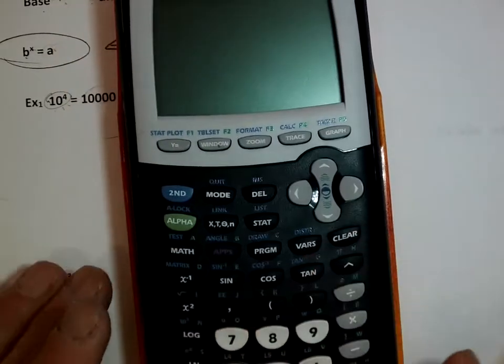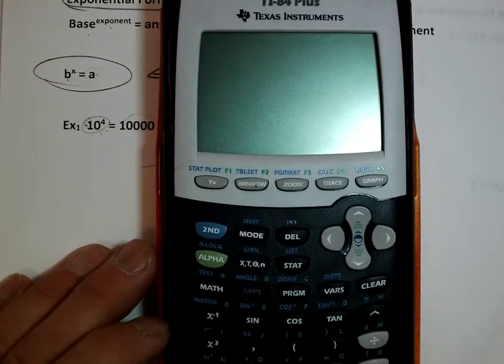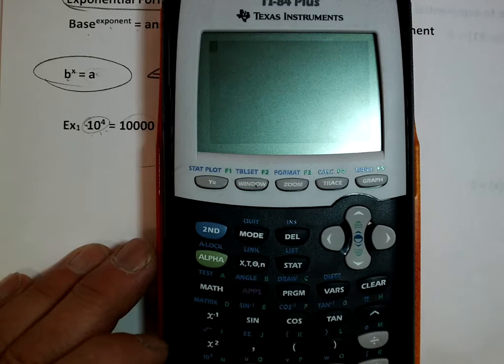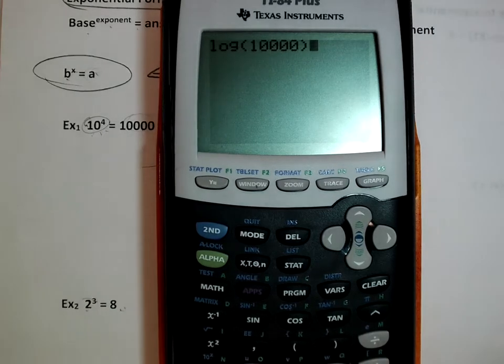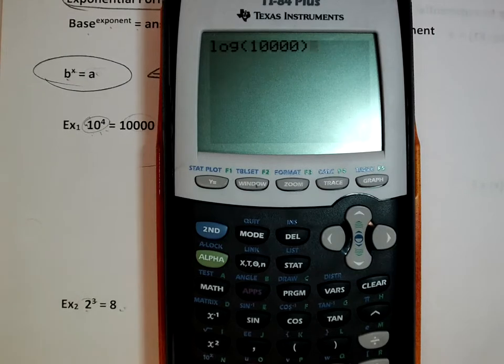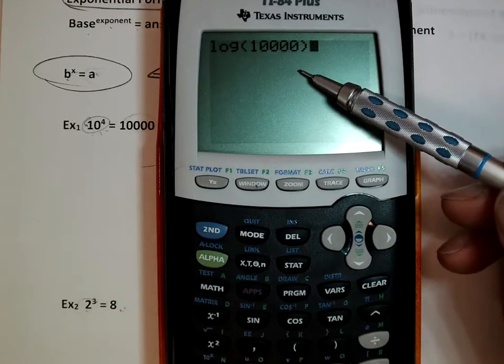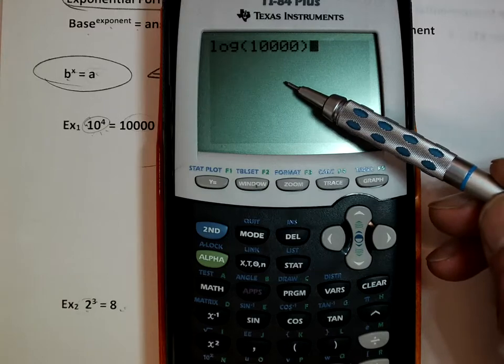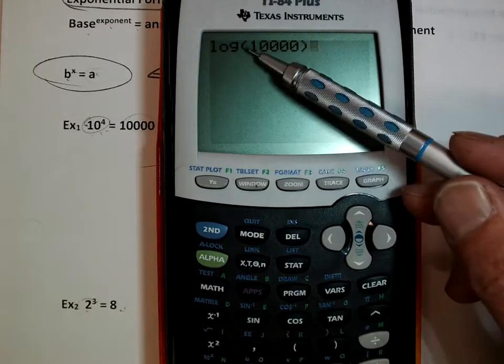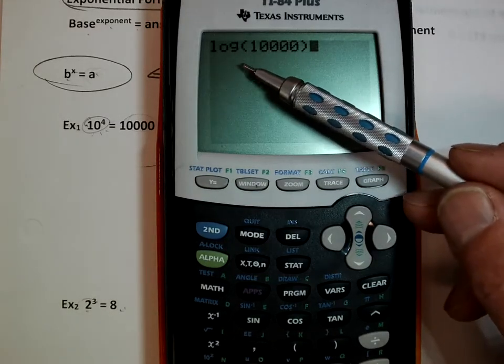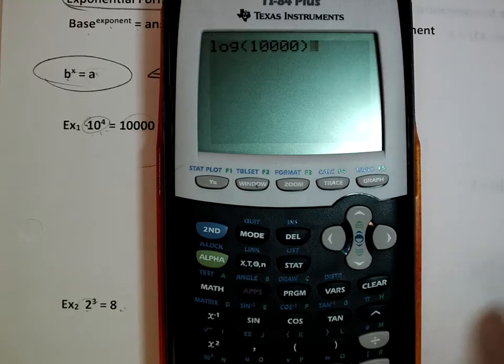So if I were to take log of 10,000, I already know the answer is 4 because it's asking 10 to what power equals 10,000. That's what it's doing. There's an invisible 10. 10 to what power equals 10,000? Well, it's got to be 4.